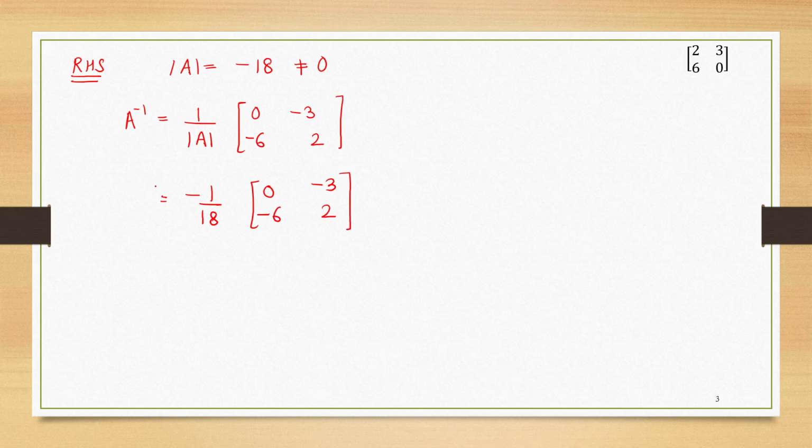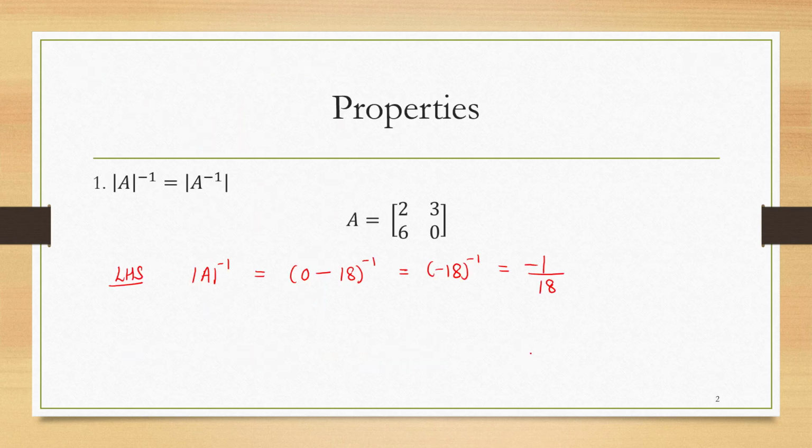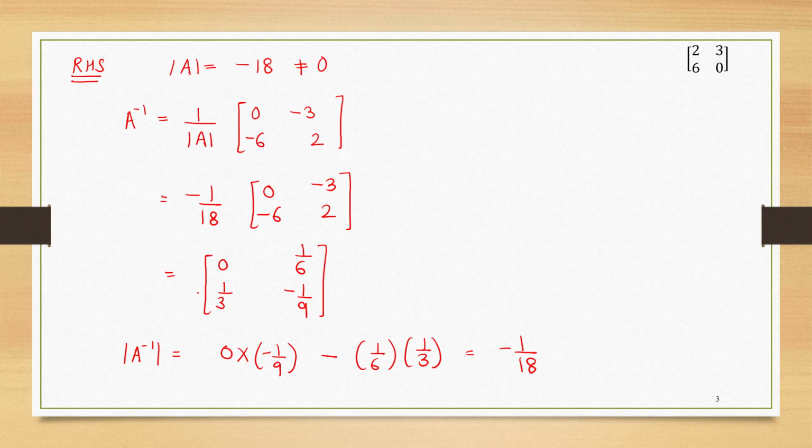And let's see determinant of A inverse. Before that, I would multiply minus 1 by 18 with the matrix. So we get 0, 1 by 6, 1 by 3, minus 1 by 9. Now determinant of A inverse is 0 into minus 1 by 9 minus 1 by 6 into 1 by 3, that is minus 1 by 18, which is the same as we have found for left hand side, minus 1 by 18. So with the help of this example, we are able to prove that determinant of A inverse is the same as inverse of determinant A.